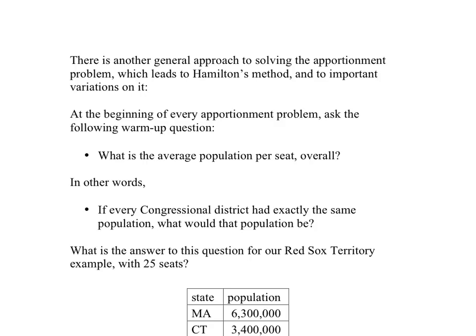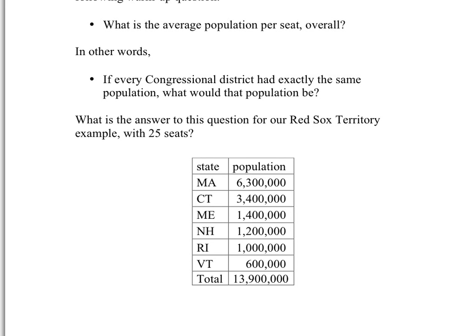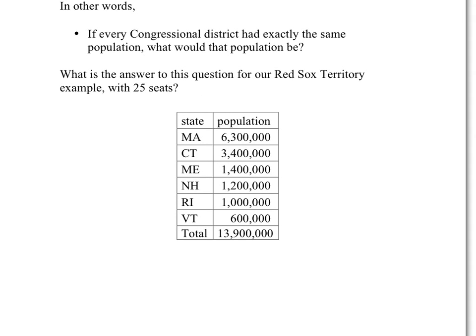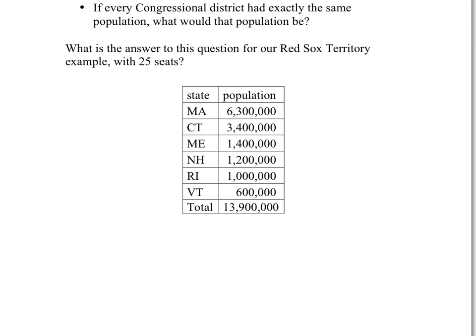But from one state to the next, as we saw when we contrasted New Hampshire and Rhode Island before, we can find in practice that the number of people living in each district is quite different state to state. So suppose ideally that every congressional district actually had the same population from state to state. What would that population be? We can answer that question for our Red Sox territory example, the original version with 25 seats.